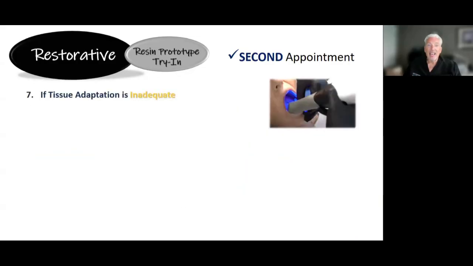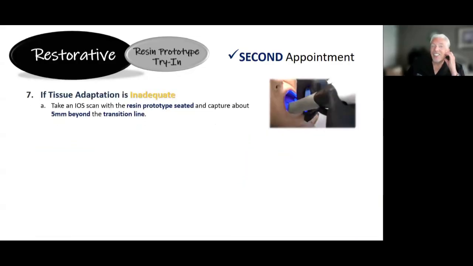Now, let's say you get the resin prototype and you don't have that adaptation that you're looking for. Old school would be we do a wash impression, kind of like I was showing you with the in-sequence provisional in place, injecting that. That's a way to do it.